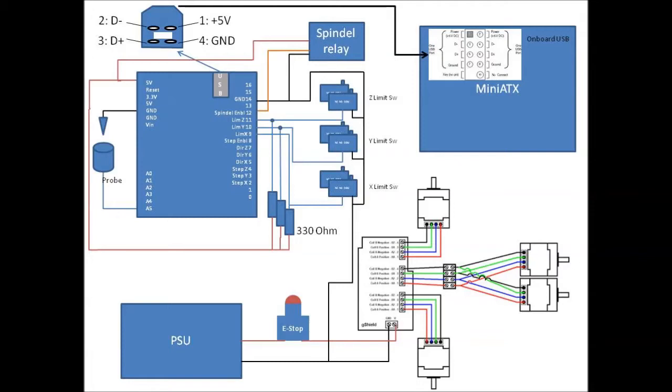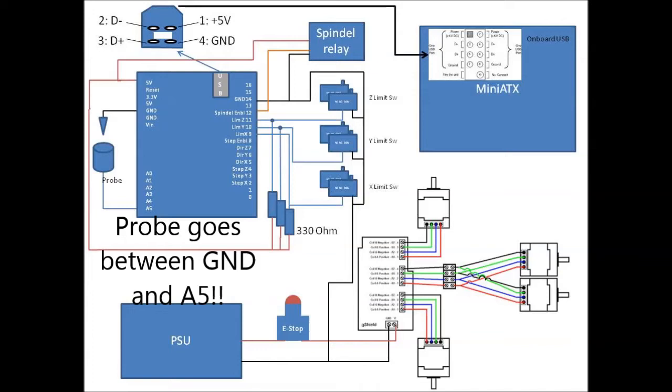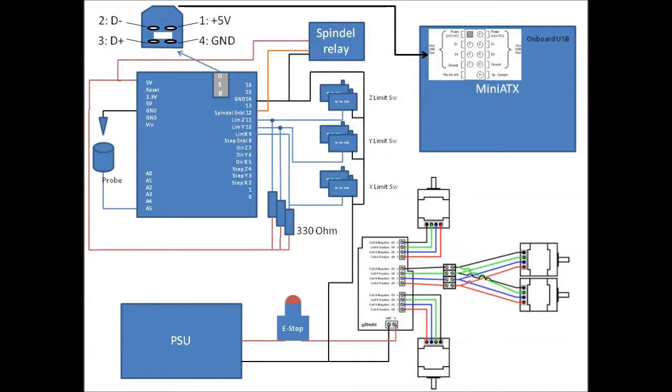So basically you just take a USB wire, cut it, and mount a connector that will fit the onboard, and then you should have that connection in place. You can see the probe that is connected between A0 and ground, and you can see the relay connected to plus and ground and the output 12, and then you have the limit switches connected in pairs of two, two for X, two for Y, and normally only one for Z. And you have the pull-up resistors of 330 ohm.